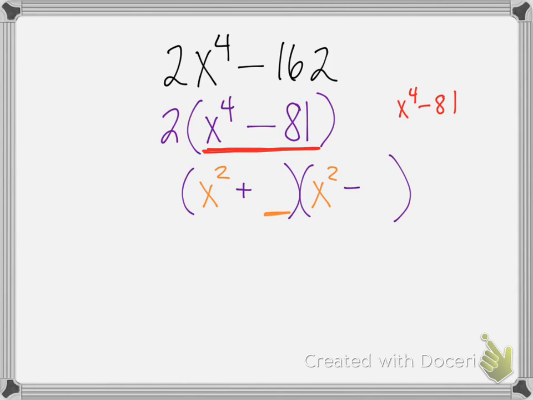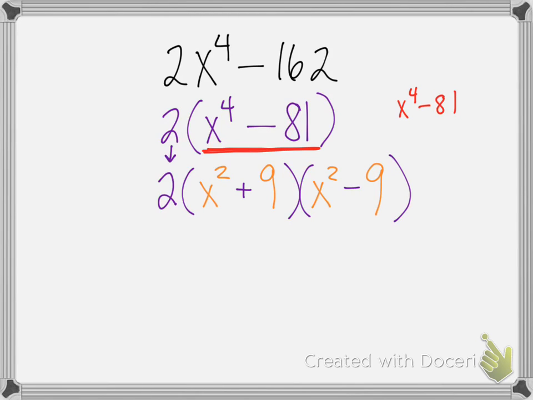And then in the back spots here, I take the square root of the second term. So again, what can you multiply by itself to get 81? And that would be 9 times 9. The 2 that you brought out from the beginning, that just goes in the very front.